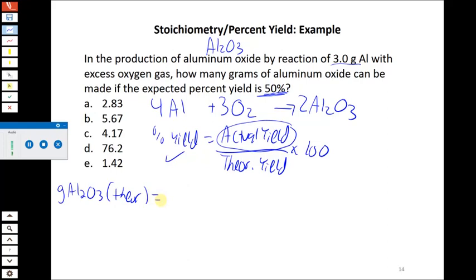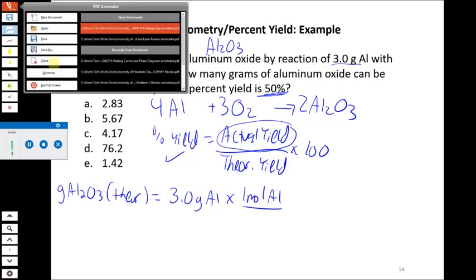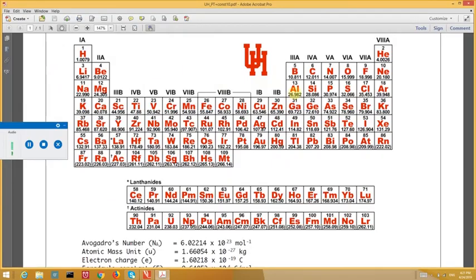So we're going to start with 3 grams of aluminum. And the first step in any stoichiometry problem is to convert to moles. And as we know by now, if we go from mass to moles, as we just reviewed, you use molar mass. The molar mass of an element is just its atomic mass from the periodic table. So that's going to be 26.98 for aluminum.